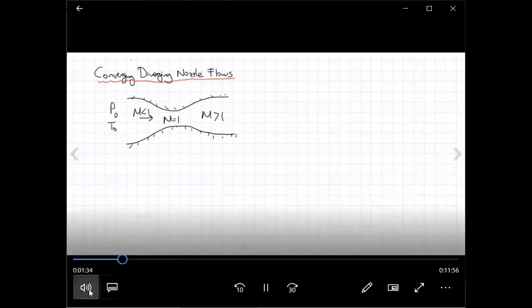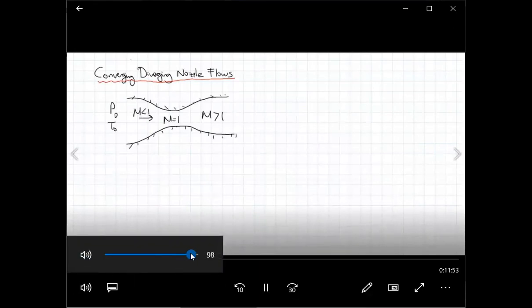Supersonic wind tunnels. Wherever we want supersonic exit flow. So if we have a nozzle flow like this, we are trying to achieve a supersonic exit flow.